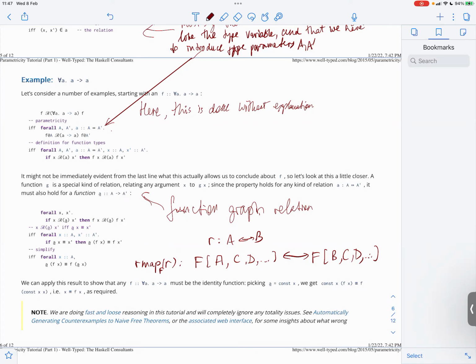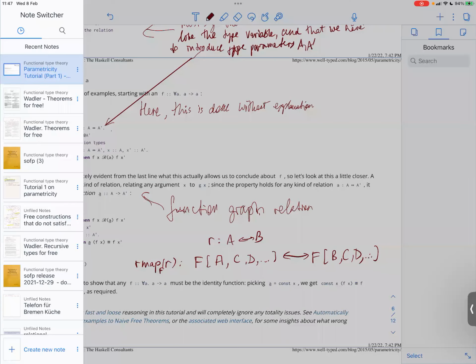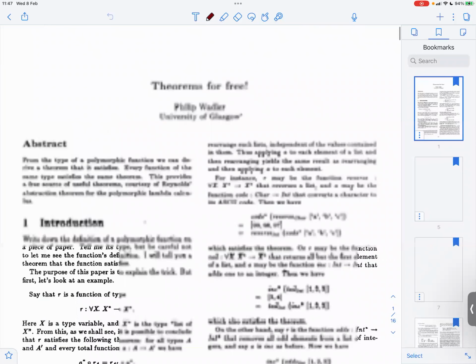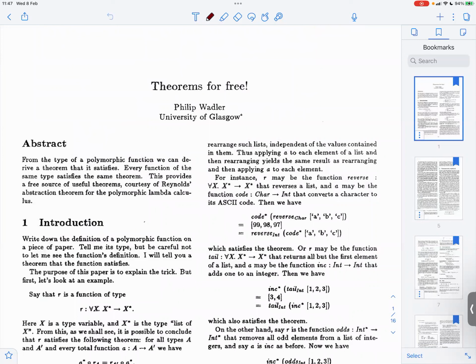So that is the main difference between my tutorial on relational parametricity and pretty much all other existing tutorials that all begin with this paper, Theorems for Free, and all try to understand and interpret it. I gave up interpreting this paper and understanding it, and instead I found my own way using this construction of lifting relations to type constructors.